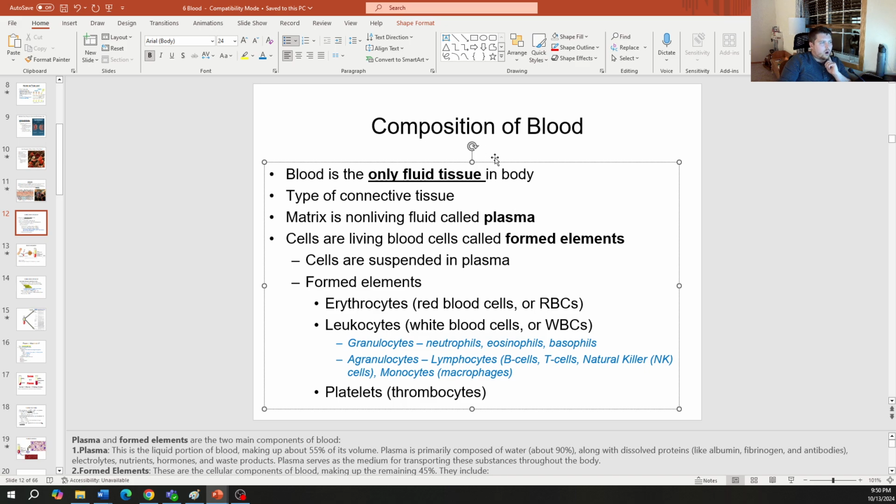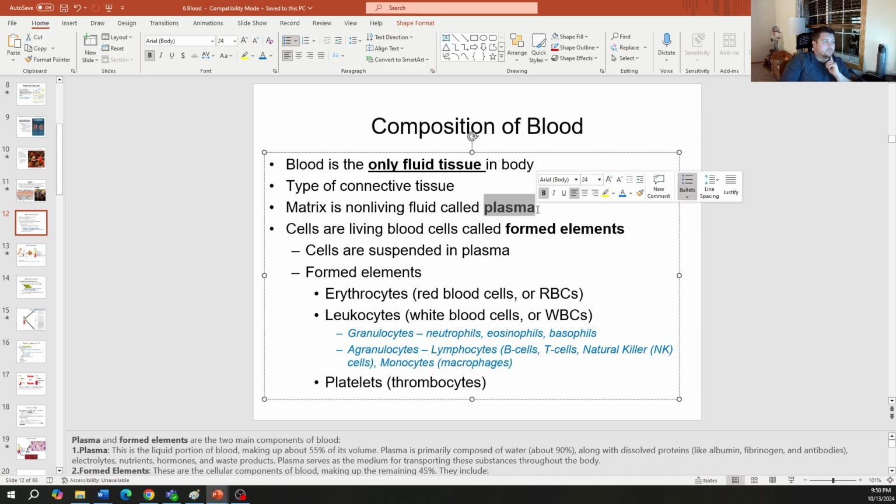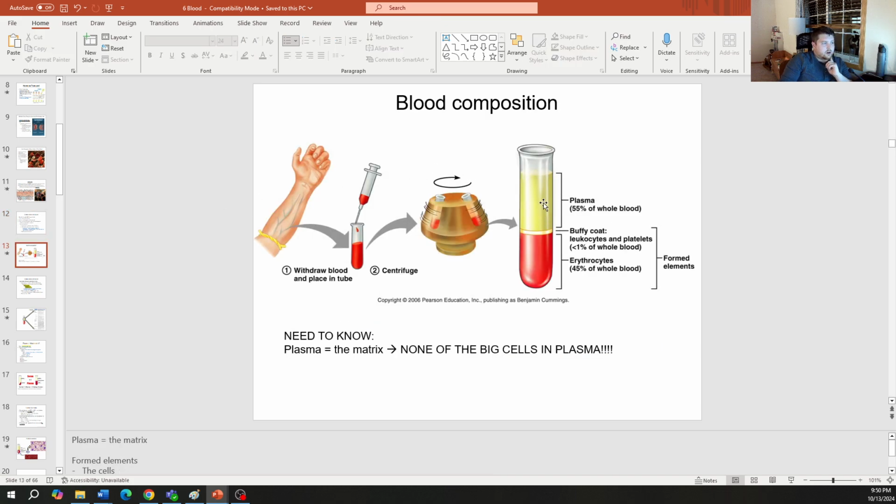So looking at what makes up blood. Obviously it's a fluid tissue, the only one. The matrix of this specific connective tissue, we call it plasma. Basically, when we take out the erythrocytes, the red blood cells, the white blood cells and the platelets, we're just left with the plasma. So none of the big things are in plasma.